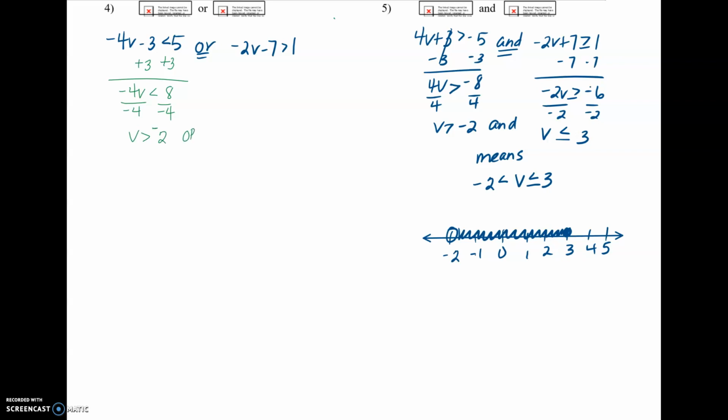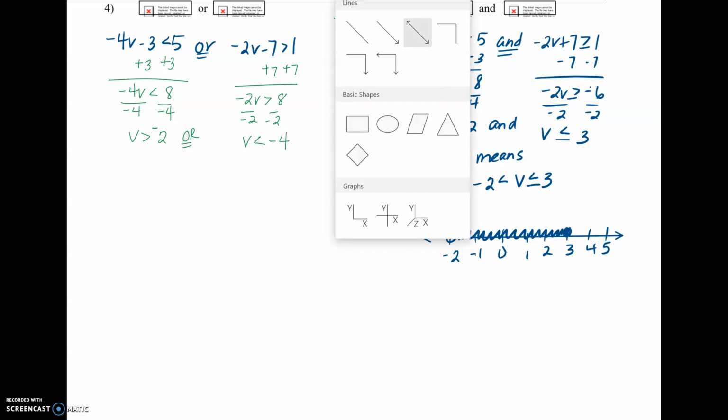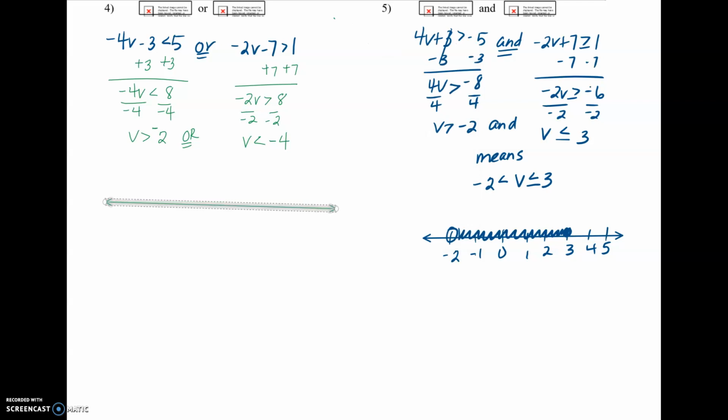This is an OR statement. We're going to add 7. -2v is greater than 8. We're dividing by a negative again, and when we do, we're going to switch that and make it v is less than -4. Let's look at these when we graph them. They should graph away from each other.